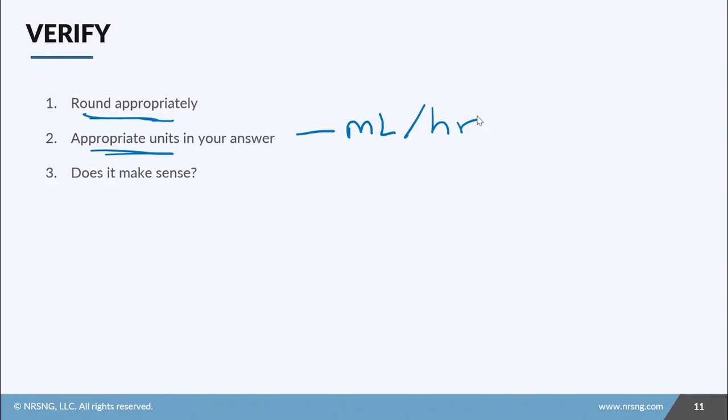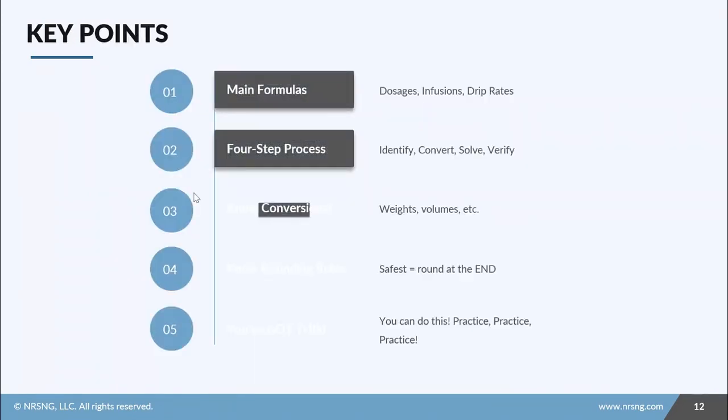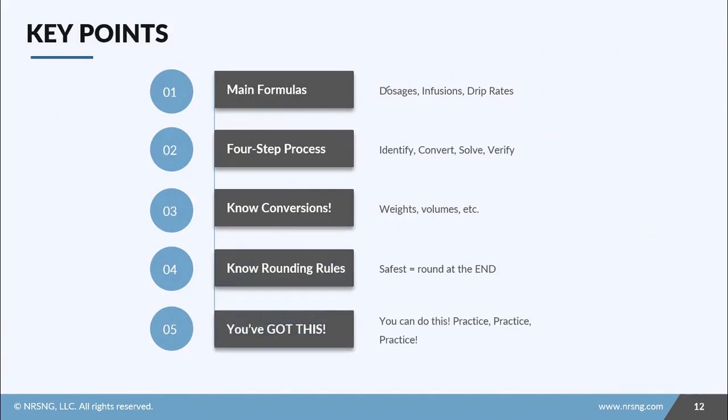It makes sense. If you had, let's say, missed a conversion and used the 1 liter instead of the 1,000 milliliters, what you would have come up with is 0.15 milliliters per hour. At that point, that doesn't really make sense to do that for 4 hours. And so if you get a result like this that doesn't make sense, go back to the beginning and check all of your math. So remember these 3 main formulas: the dosage formula, the infusion formula, and the drip rates.